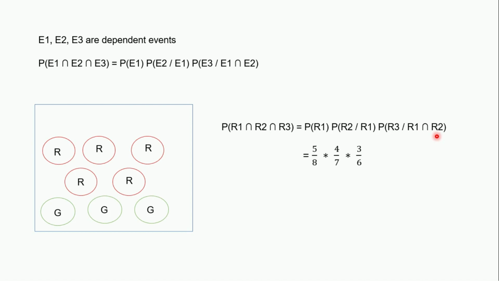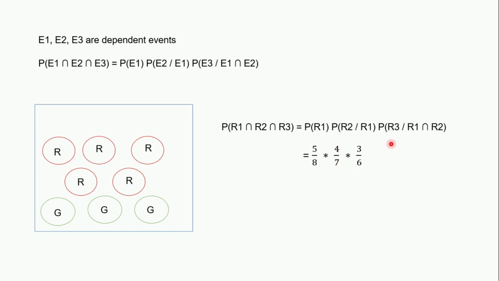Now initially there are 5 red balls and the entire sample space size is 8. That's why we write 5 upon 8 here. Now once we drop 1 red ball, what is the probability that the second ball dropped is red? The number of red balls got reduced by 1 because we already dropped 1 red ball, therefore the number of red balls becomes 4, and the size of the sample space also got reduced by 1, so it becomes 7. That's why we write 4 by 7 here.